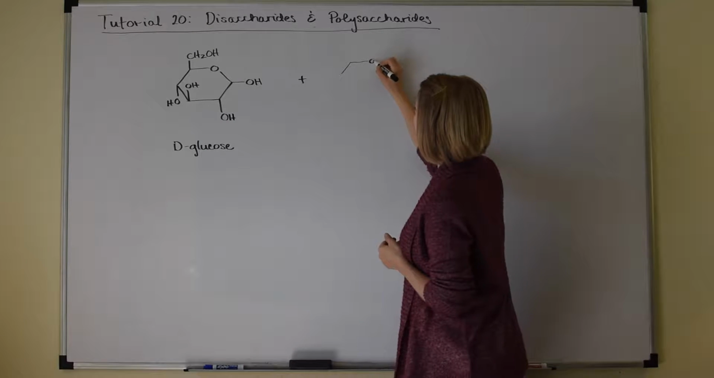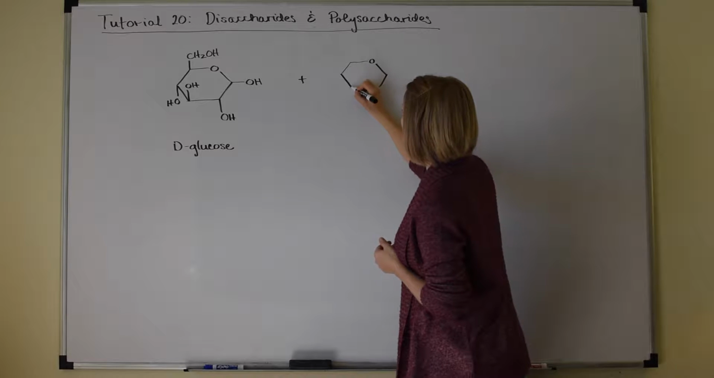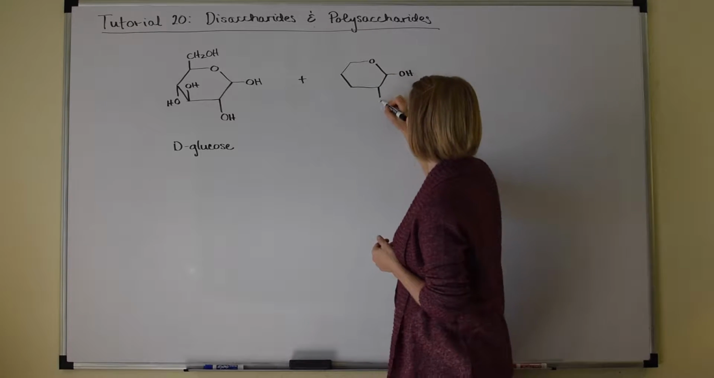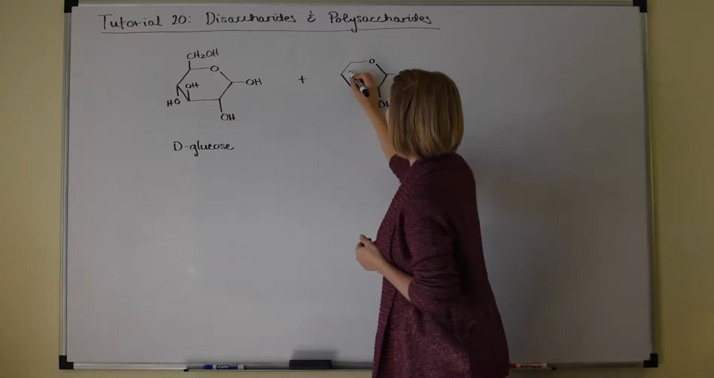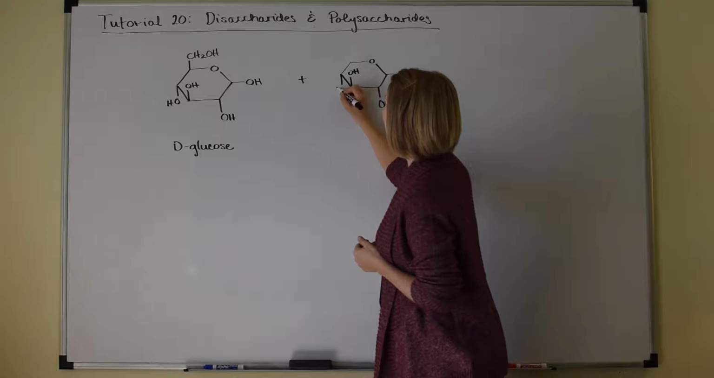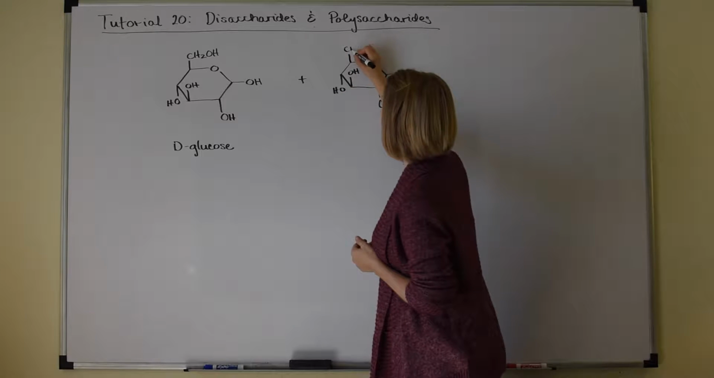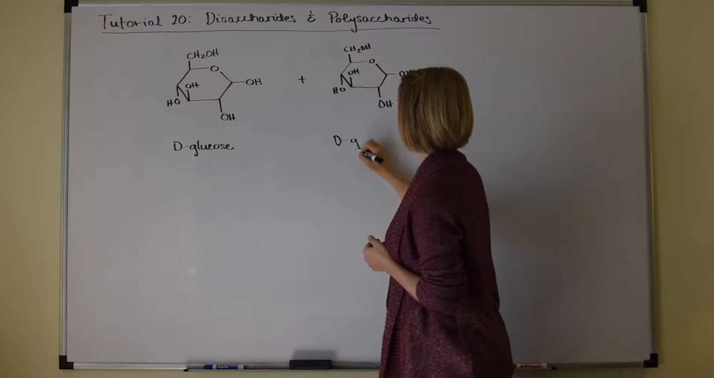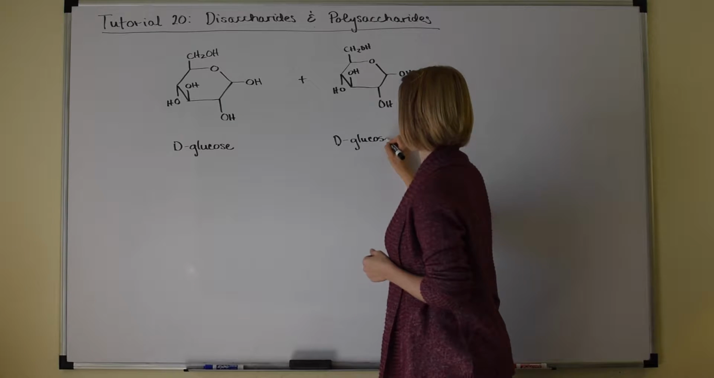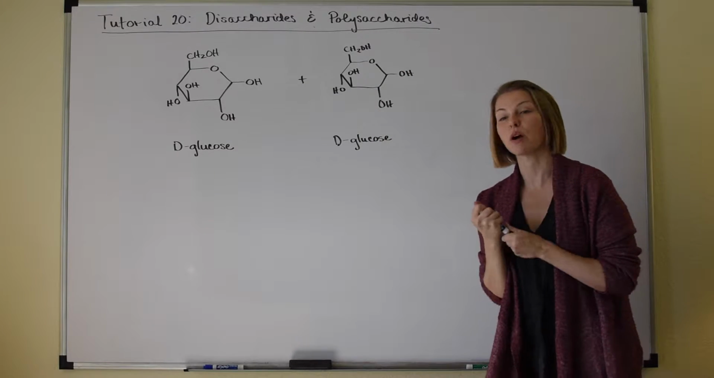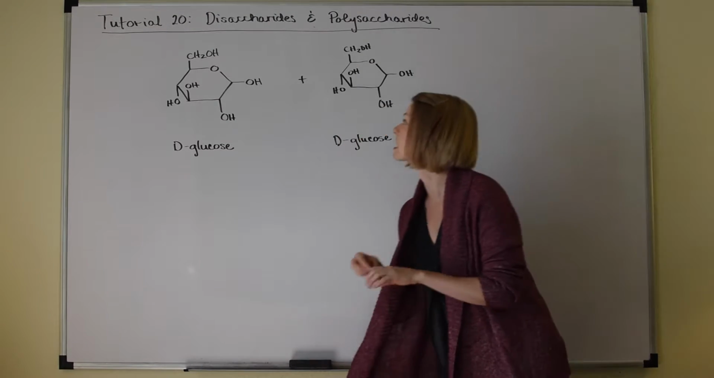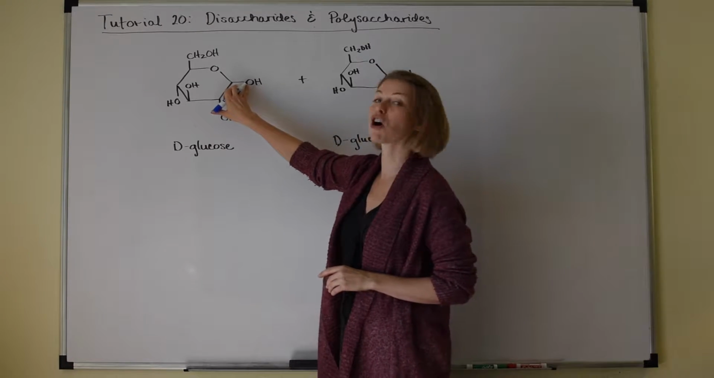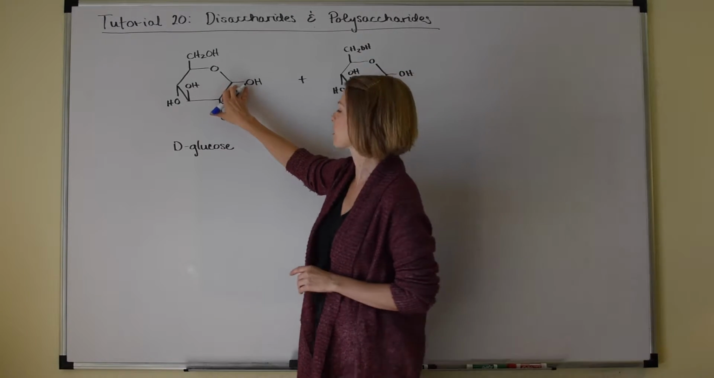And again, I'm not going to specify alpha or beta. I'm going to leave that ambiguous. So another D-glucose. Okay. And let's go to our blue pen. Hopefully that'll make things stand out a little bit better here. Okay. So we've got our hemiacetal carbon here. So we know that this guy's going to be reacting.